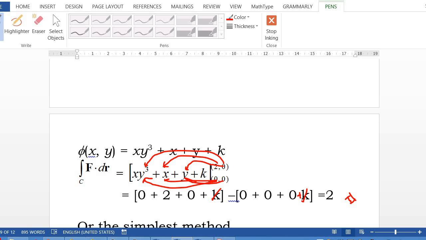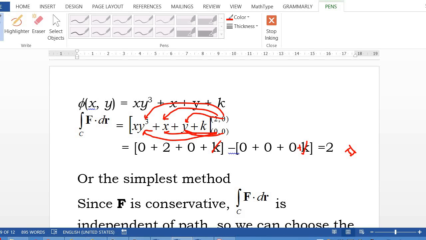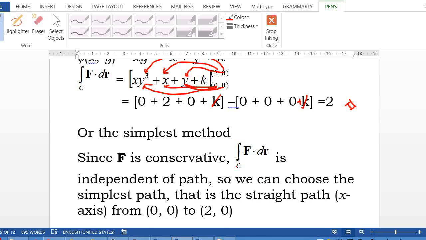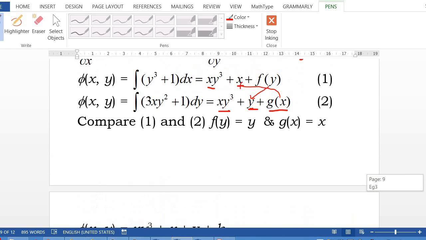Okay, or you can use the simplest method, the simplest path. Since f is conservative, the line integral of f dot dr is independent of path. So you can choose the simplest path, that is a straight line path along the x-axis from (0, 0) to (2, 0).